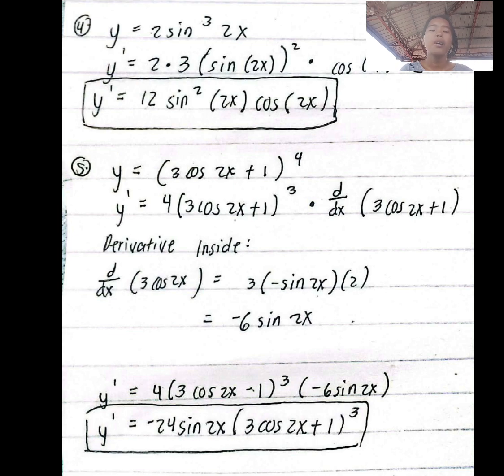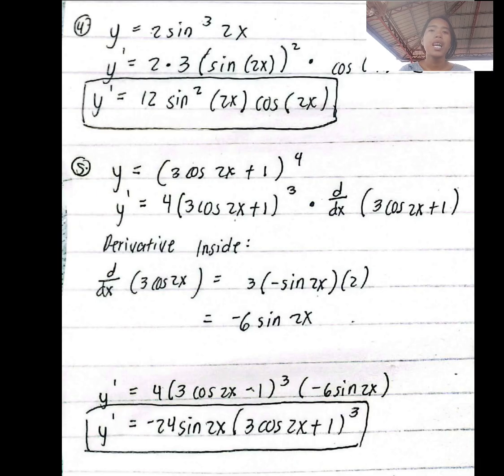So we write y prime is equal to 4 times the quantity of 3 cos 2x plus 1 to the third power. Then differentiate the inside expression. So the derivative of 3 cos 2x is 3 times the quantity of negative sine 2x times 2. This simplifies to negative 6 sine 2x.